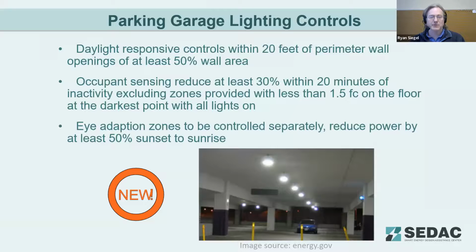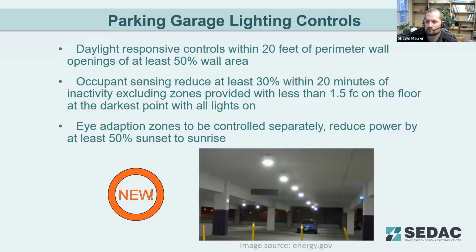Another new section for the code is parking garages. So here, kind of similar to our understanding of parking garages, oftentimes several of these are a little bit more open to the environment. And so if you're within 20 feet of the perimeter wall and the walls are at least 50% openings, then we need to do some daylight responsive controls for those areas. And we also need to do occupant sensing controls to reduce lighting power by at least 30% within 20 minutes of inactivity.